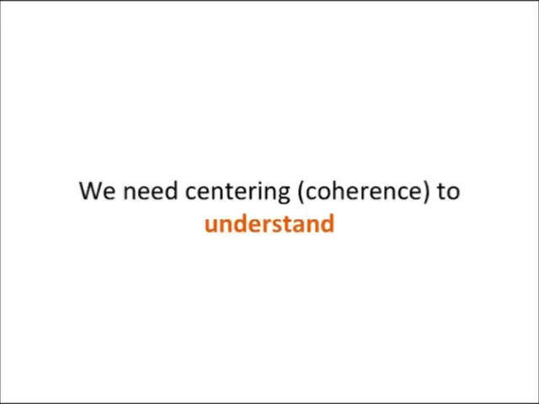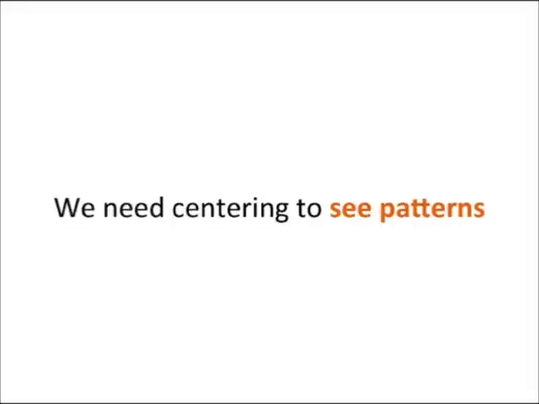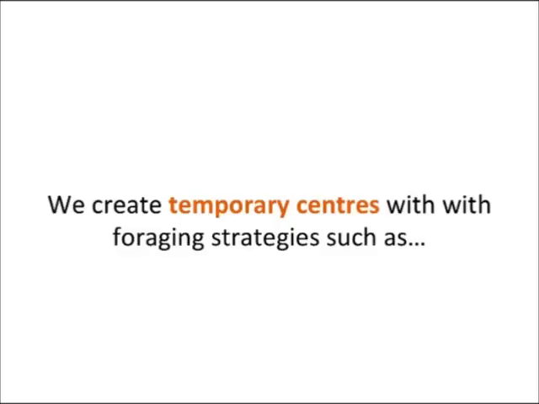So this means we have to form this coherence ourselves, and we can do that through a variety of settings in order to make sense of it, because we want to see these patterns. We want to be able to recognize the important elements, or as Vannevar Bush mentioned, we want to be able to not get lost in the mass of the inconsequential. And so what we end up doing in this kind of a setting is we create what I'll call temporary centers through foraging strategies, information foraging strategies.